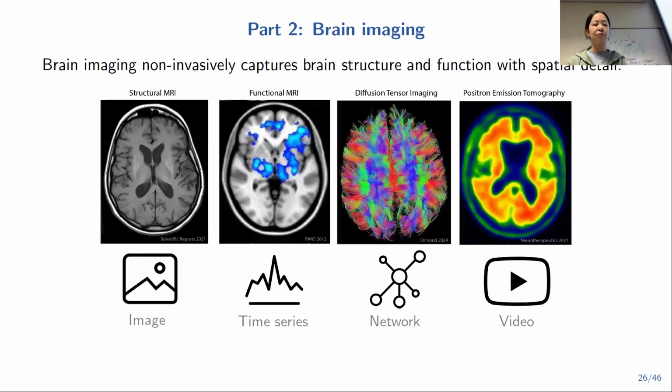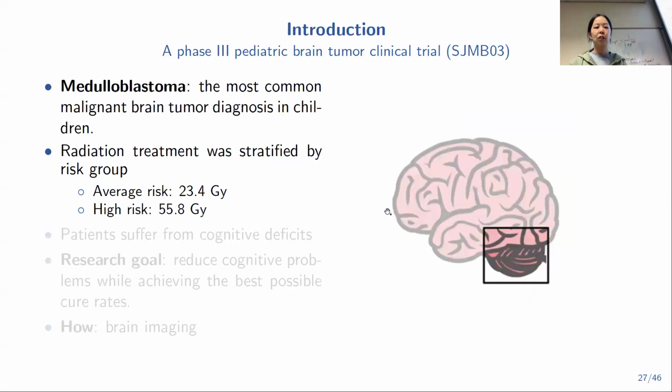I also work on brain imaging quite intensively. Brain imaging is slightly different from spatial transcriptomics. It's a very mature technology, and it has been widely applied on the clinical and medical side. There are many modalities, but in this project, I work on diffusion tensor imaging. This project is motivated by a phase 3 clinical trial at St. Jude. It's a clinical trial about medulloblastoma, which is a very common brain tumor among children, and the tumor site is roughly at the back of the brain.